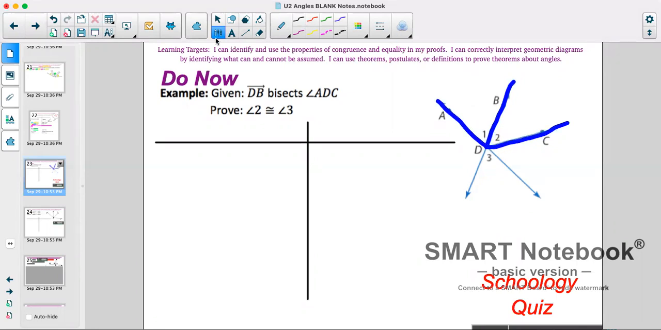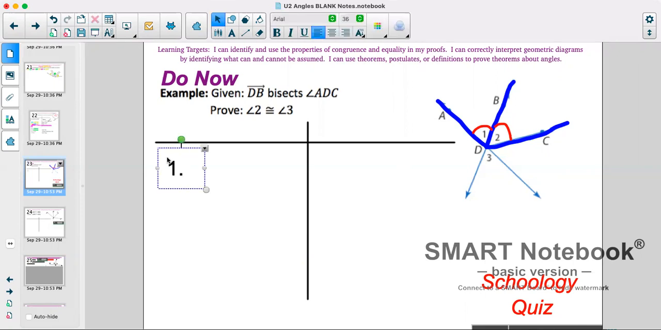Now, why do I do that? Because if the diagram tells me that it bisects angle ADC, then that means it is cutting that angle into two congruent angles or into two smaller equal angle measures. And so that is what I'm given. And then I want to prove that the measure of angle 2 is congruent to the measure of angle 3.